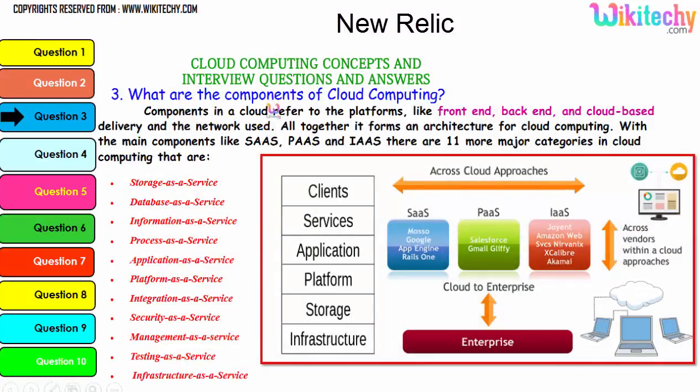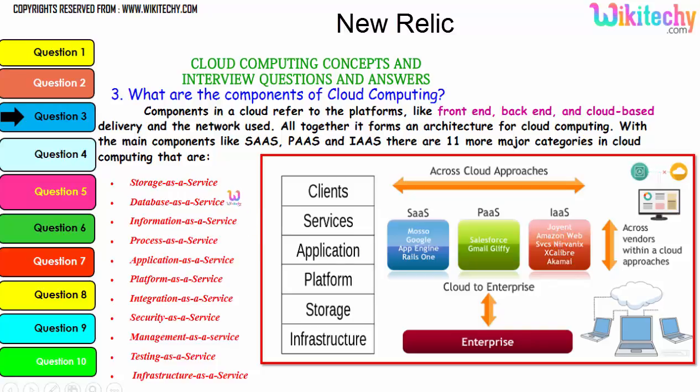Now let's talk about the components of cloud computing. Components in a cloud refer to the platforms like the front-end, back-end, the cloud-based delivery, and the network used. Altogether, it forms an architecture for cloud computing, with the main components like software as a service, platform as a service, and infrastructure as a service.